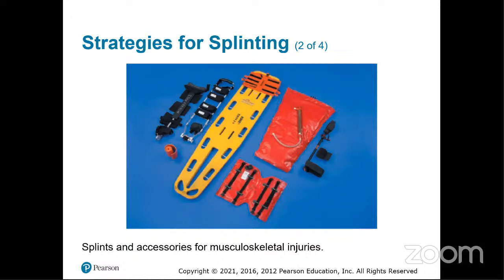99% of the time, those are what we're going to use. They are so freaking nice, those vacuum splints. So what they are is they're just a bag full of little BBs, and you form it to whatever you need that to look like for the patient, filling in voids with it. You suck the air out, and it goes solid as a rock.